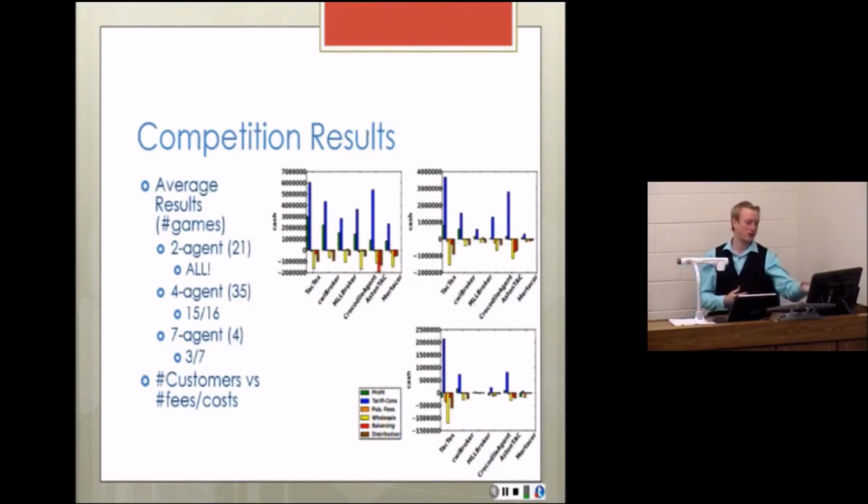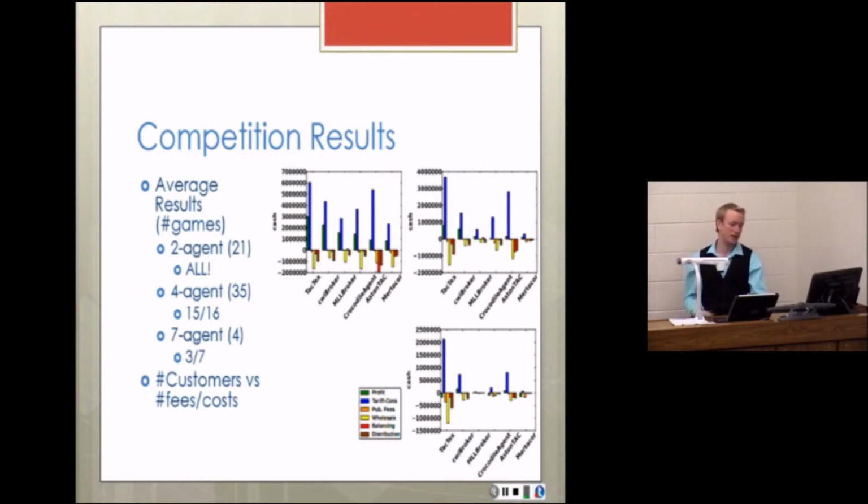The average results, with the number of games that were simulated in parentheses on the right, in the 2-agent competitions, meaning it's just my agent and someone else's agent. How well did I do? We won all of them. Just bar none, we won all of them. In the 4-agent competitions we won 15 out of 16 of them. Crocodile Agent, which I think is an Australian group that put that together, got second or first place in one of the competitions.